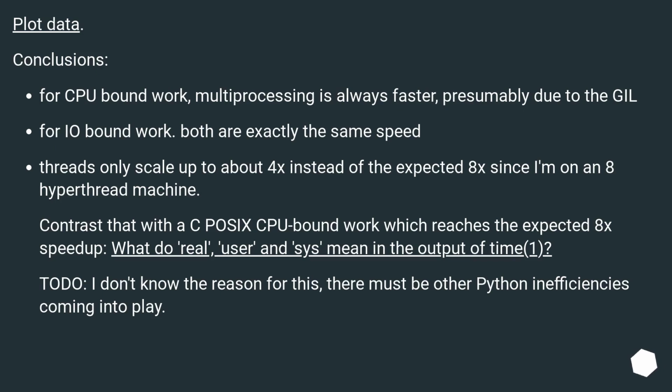Plot data. Conclusions: for CPU-bound work, multiprocessing is always faster, presumably due to the GIL. For I/O-bound work, both are exactly the same speed. Threads only scale up to about 4x instead of the expected 8x since I'm on an 8 hyperthread machine. Contrast that with C POSIX CPU-bound work, which reaches the expected 8x speedup. What do real, user and sys mean in the output of time(1)? To do: I don't know the reason for this. There must be other Python inefficiencies coming into play.